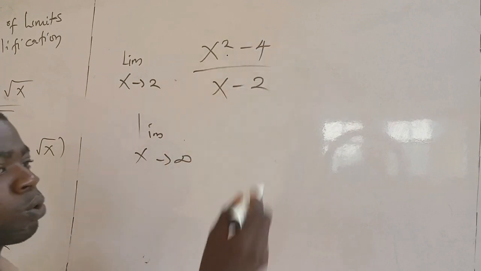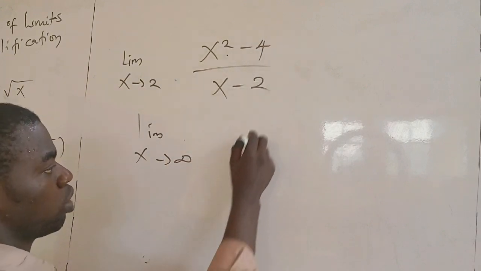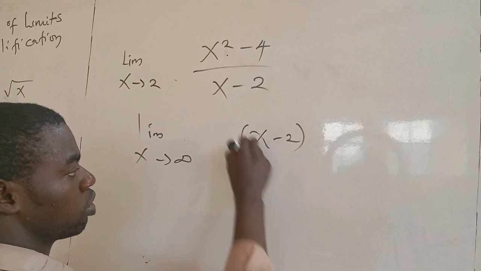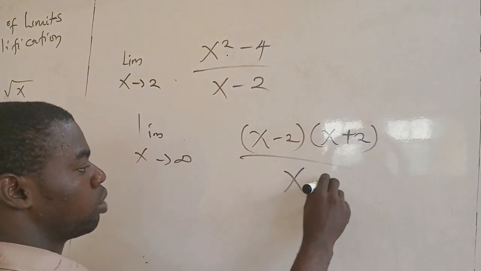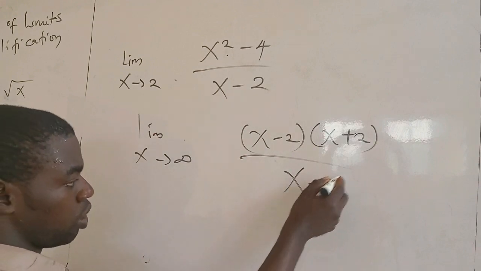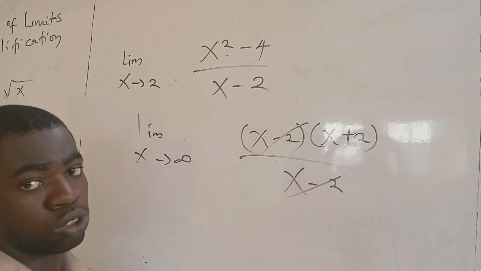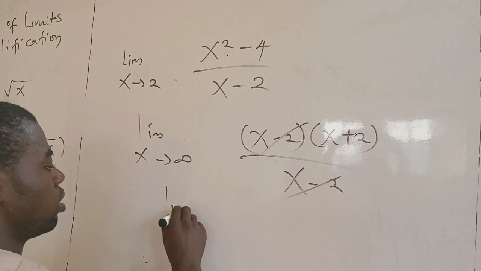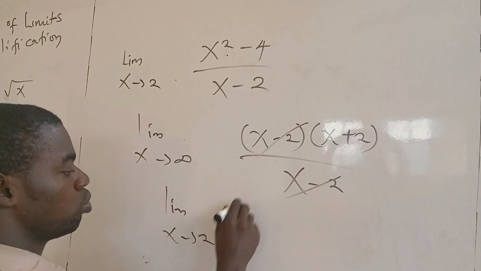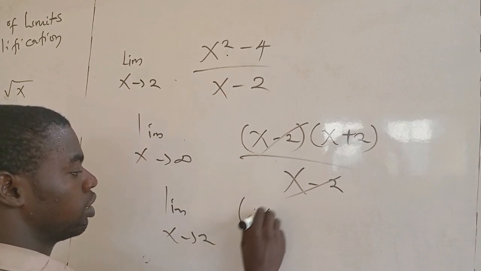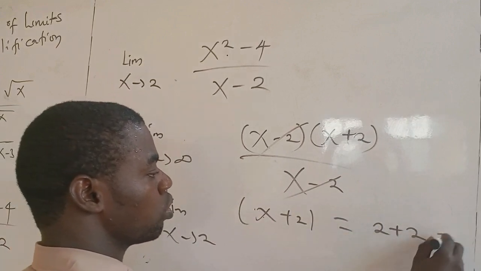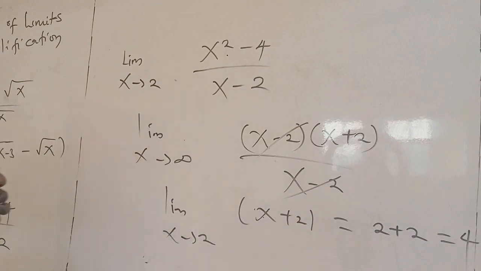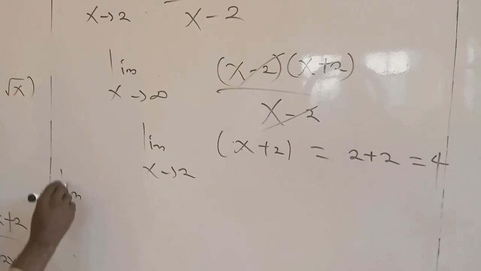Factorizing x squared minus 4, that's a difference of two squares. So we have x minus 2 times x plus 2 divided by x minus 2. So x minus 2 will cancel x minus 2. And then we have the limit as x approaches 2 of x plus 2, which is equal to 2 plus 2, and that's 4.